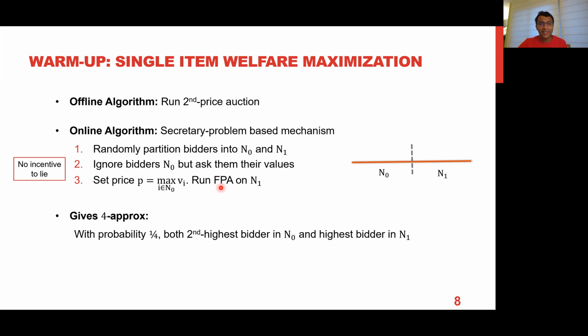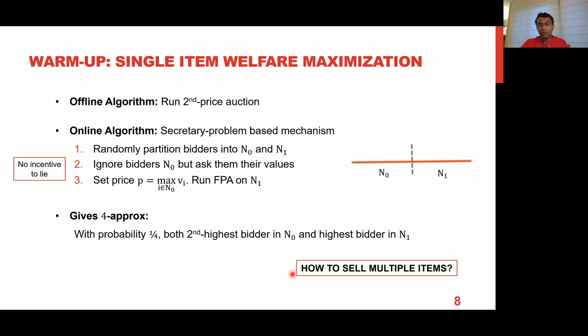I sometimes call this a posted price mechanism instead of a fixed price auction, because the price changes: the price was infinity for bidders in N0, but it is P for N1. Clearly there's no incentive for anybody to lie. And this gives you a constant approximation, simply because with constant probability the second highest bidder arrives in the first half and the highest bidder arrives in N1. When both happen simultaneously, the item goes to the bidder who has the highest value. So this is just a warm-up exercise showing why, for a single item mechanism, you can hope to learn a good price.